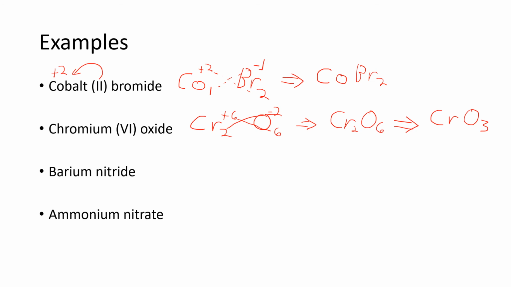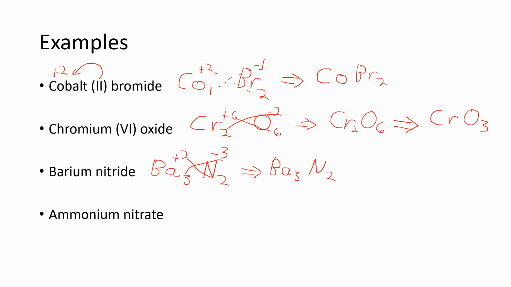For barium nitride, barium is an alkaline earth, group number 2, so it'll be a +2, it's a fixed charge. Nitride comes from nitrogen, and the column that nitrogen is in is 3 columns away from the noble gases, so they'll pick up 3 electrons and have a -3 charge. +2 and -3 don't cancel, so we will crisscross, and that's going to leave us with Ba3N2.